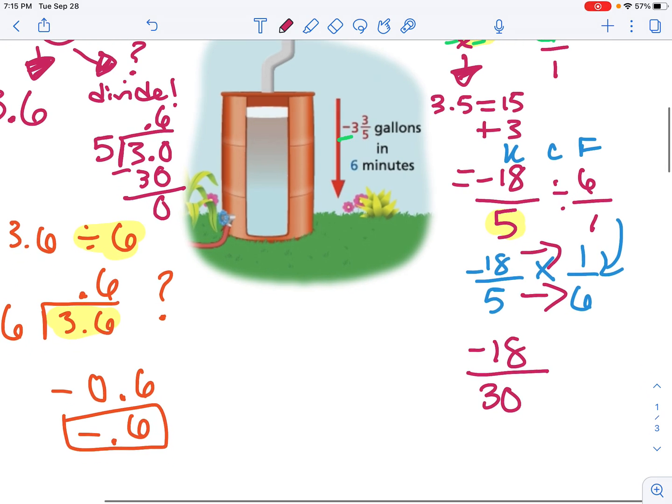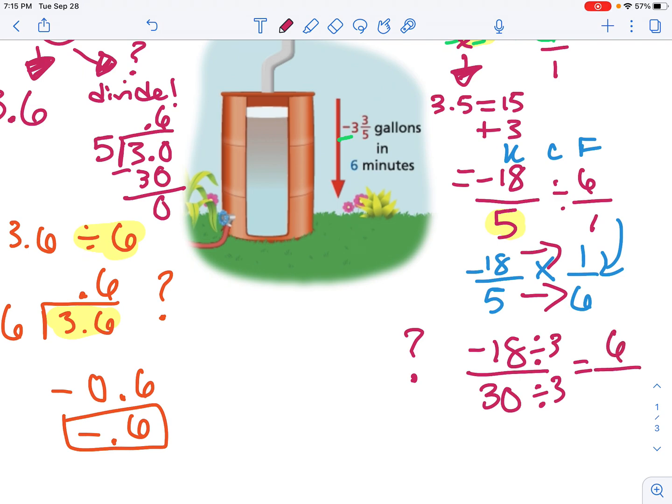This is not in simplest form, so I want to go ahead and simplify that. 18 and 30 are both divisible by what? They are both divisible by 3. 18 divided by 3 is what? 6. 30 divided by 3 is 10.